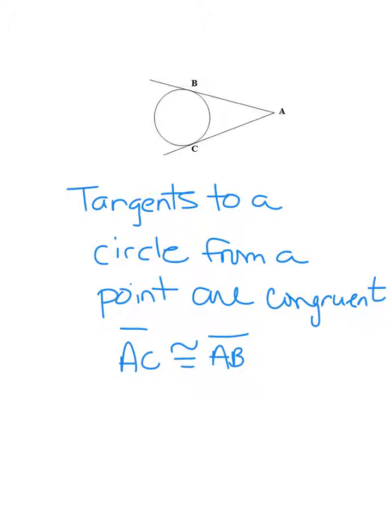We also know in talking about tangents that if we have tangents to a circle from the same point, so in this case we're coming from point A, that when these tangents hit the circle, they're forming segments that are congruent. So for instance, if I take A to B, and A to C, then I'm going to form congruent segments.